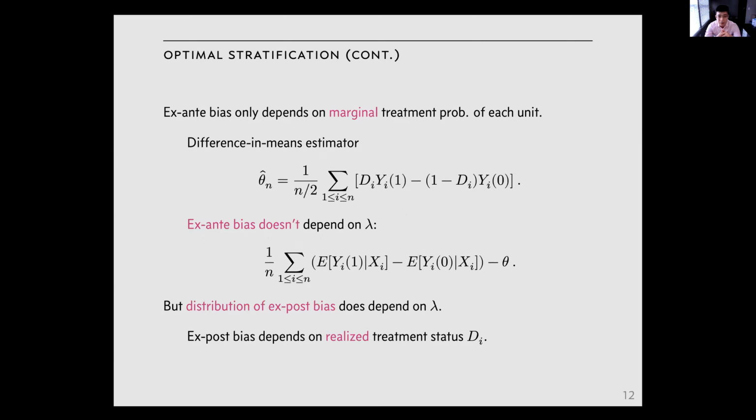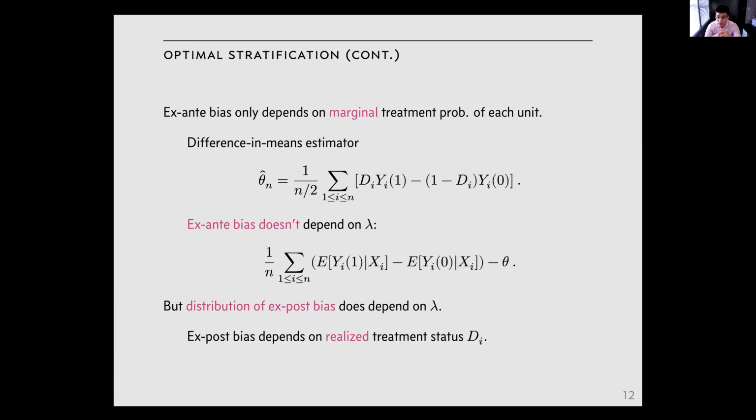So why? If you write down the difference in means estimator, if you calculate the ex-ante bias, you will see that ex-ante bias only depends on the marginal treatment probability of each unit. But the marginal treatment probability of each individual here is 1/2, and it doesn't change with stratification at all. So if you care about ex-ante bias only, then you don't need to care about the choice of stratification.